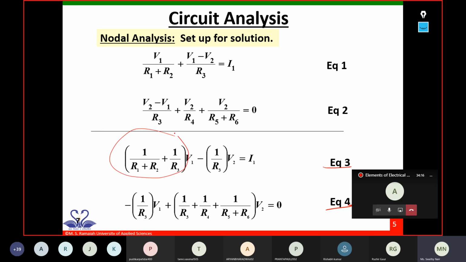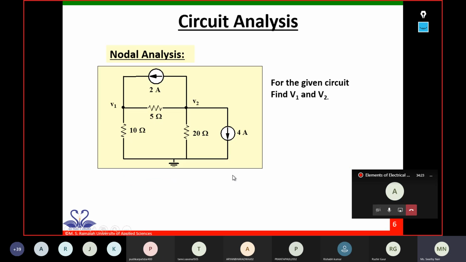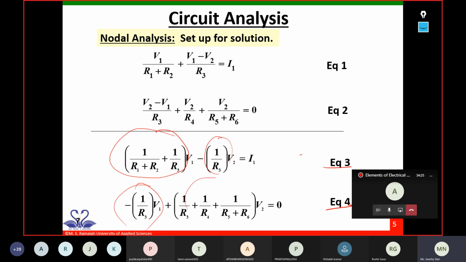This is the coefficient of V1 and the coefficient of V2 in the first equation, and the coefficient of V1 and of V2 in the second equation. Now solving these two equations, you can get the answer for V1 and V2. If you know V1 and V2, you can find the current through any branch. You got the point, how to find using nodal analysis? Do you have any doubt? No, ma'am. Clear, right? Yes, ma'am.